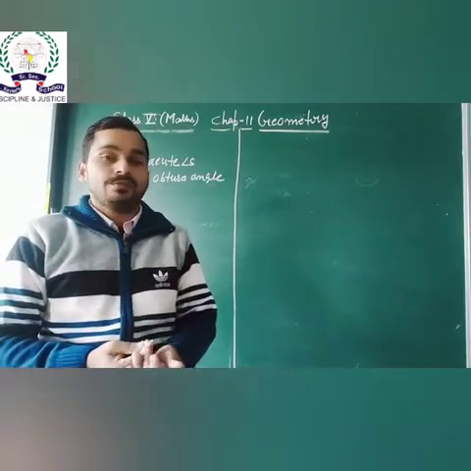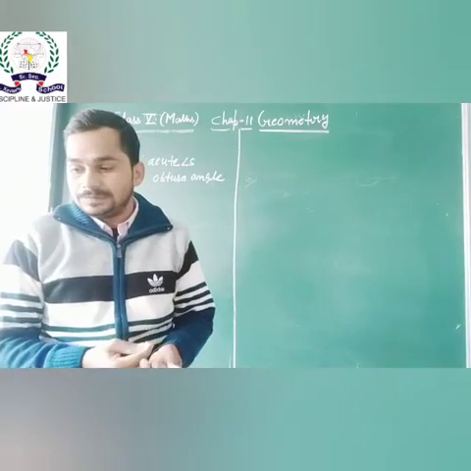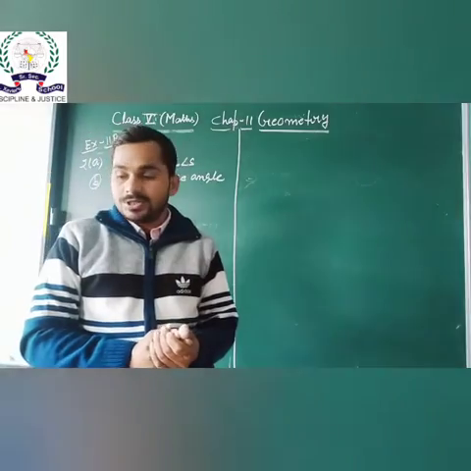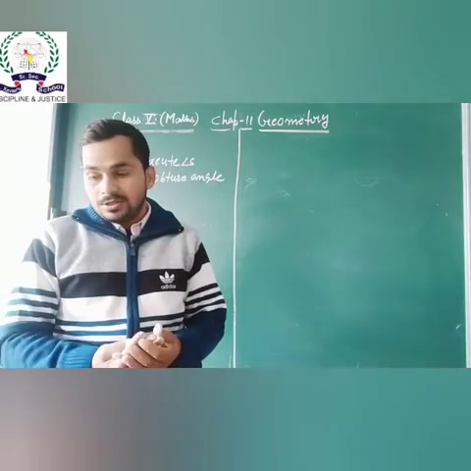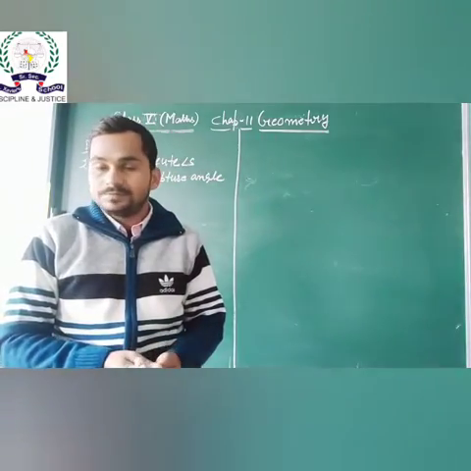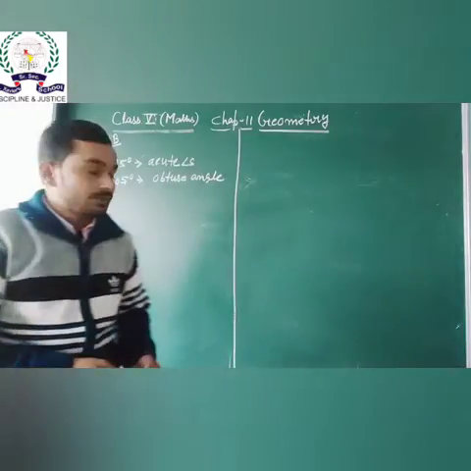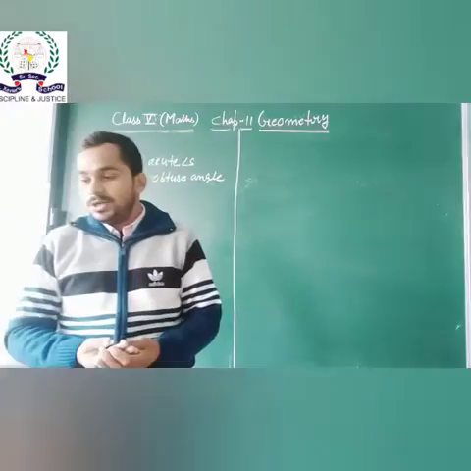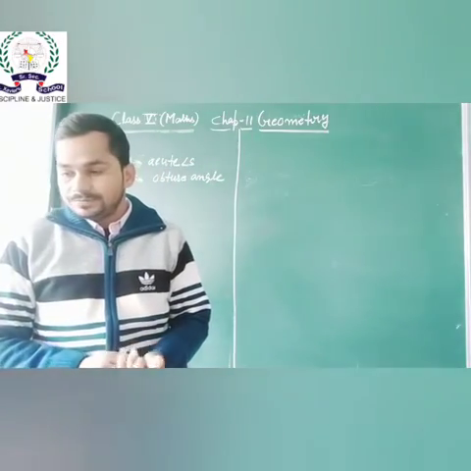300 degree is more than 180, that means reflex angle. And 68 is less than 90, so that is acute. 86 is also less than 90, it is also acute. And 180 degree is a straight angle. And 360 is a complete angle, and then 0 degree.